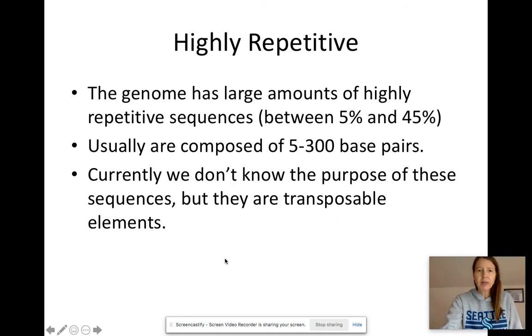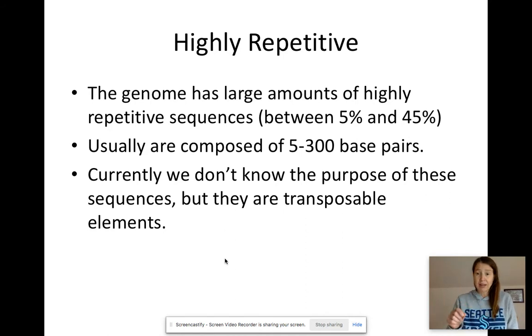So the highly repetitive sequences, it's between 5 and 45%, depending on the person, the genome and the chromosome. And it's usually a pretty big chunk of base pairs, 5 to 300 base pairs. And we don't know the purpose, but they are transposable elements. They can copy themselves within.